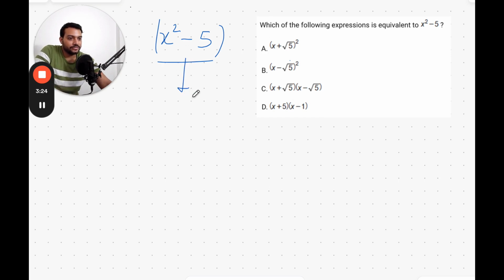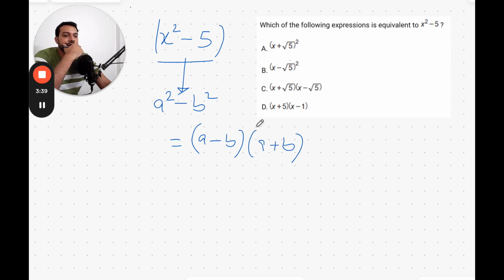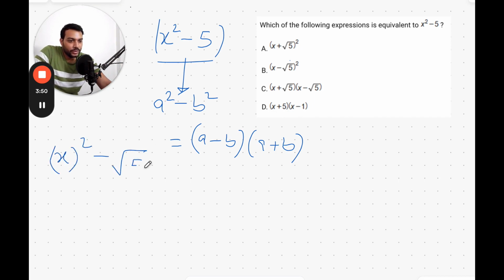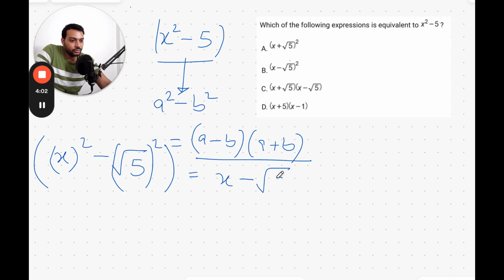So this is pretty suggestive of the fact that we might need to use the identity a² - b², which expands to (a - b)(a + b). A very important and very popular formula. A lot of questions might just be solved straight away using this formula. So in our case, x² - 5, let's break it into an expression like this: x² - (√5)², because the square of root 5 is going to give you a 5. Now this will fall into the identity (a - b)(a + b), like this: (x - √5)(x + √5).